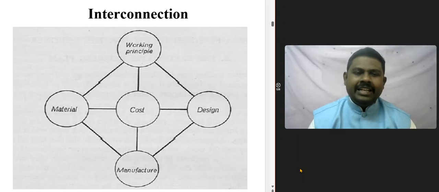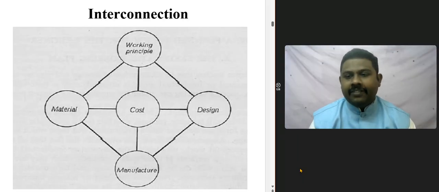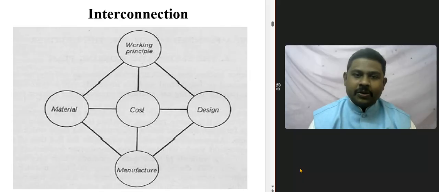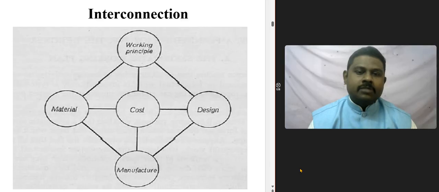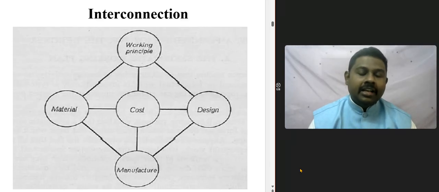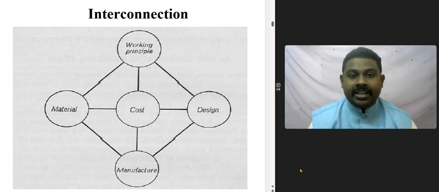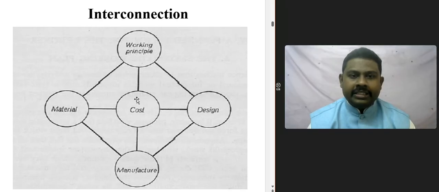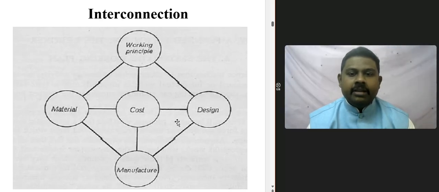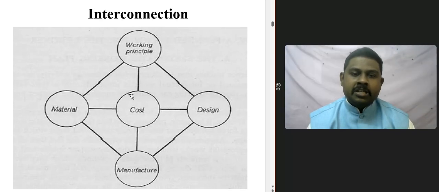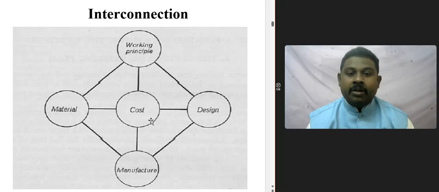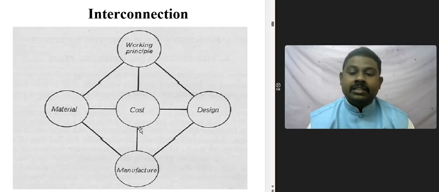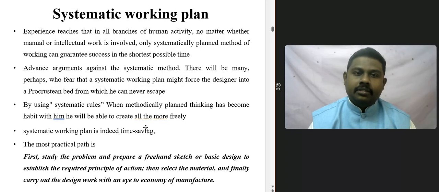Next, what is the interconnection here? Cost. Everywhere cost plays a major role, because based on that our economy and everything is moving, and the product cost, etc. So cost is coming here in the middle of all the things. Cost is very, very important. Next is the working principle, design, manufacturing method, material. These all are interconnected, but what is at the center? The cost is at the center.